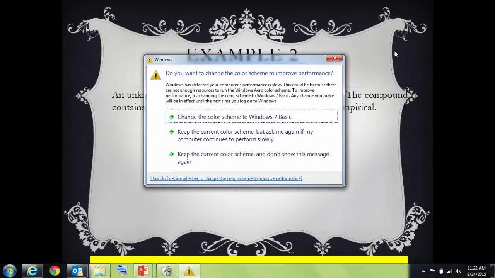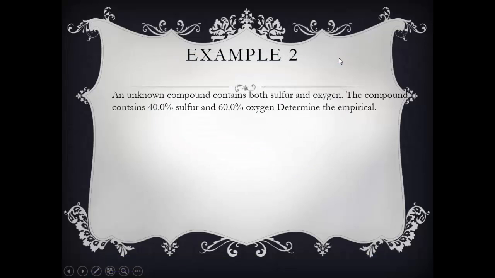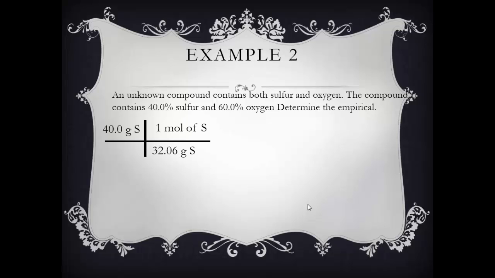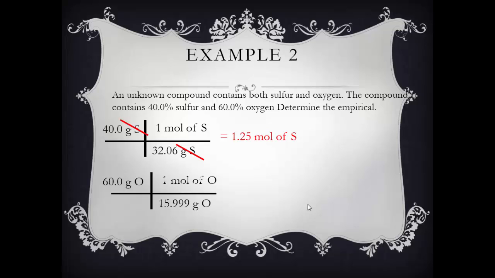Therefore, instead of 40%, it's going to be 40 grams. Instead of 60%, it's 60 grams. So we have 40 grams of sulfur divided by the molar mass of sulfur, and I get 1.25. And 60 grams of oxygen divided by 15.999, and I get 3.75.